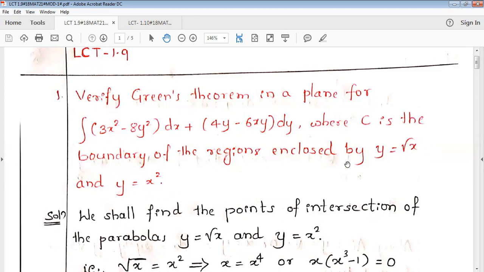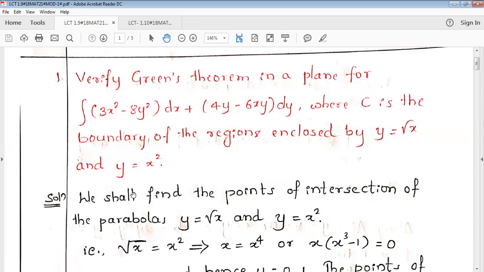Here the region is enclosed by y equal to root x and y equal to x square. These two are parabolic equations. Using these equations, we can find the points of intersection.